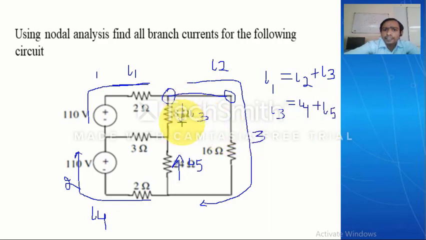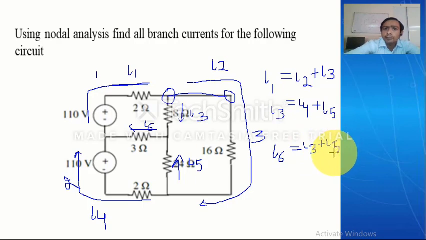Similarly, I3 is the current here, I5 is the current here. So what is the current in the 3 ohm? The current in the 3 ohm will be equal to the sum of I3 and I5. Let us assume it is I6. So I will write I6 is equal to I3 plus I5.